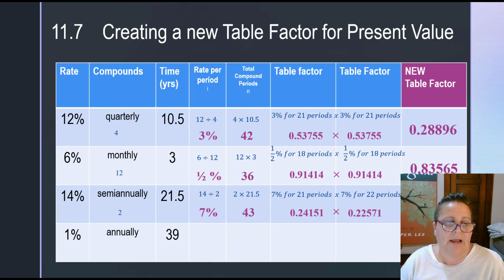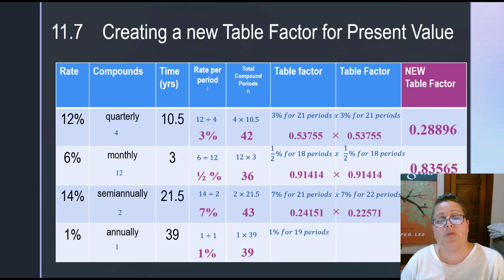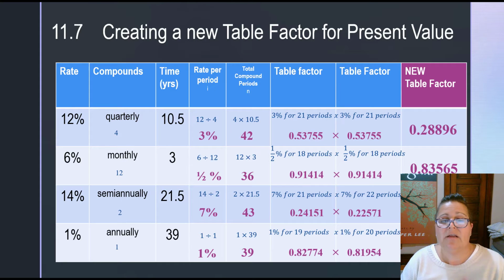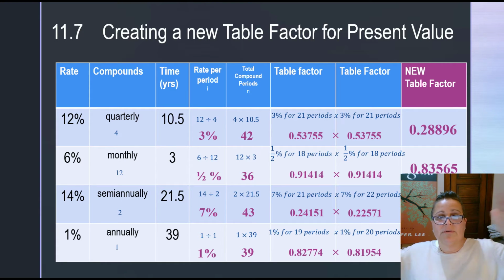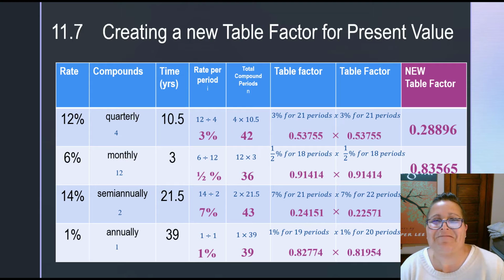All right. And then the last one is for 1% annually. So we'd have 1% for 39 periods. 39 I'm going to break into 19 and 20, and that should work out just fine. When I look those up, I get a 0.82774 and a 0.81954, which when multiplied together give me a 0.67837. And yes, I know those are behind me, but if you're looking at the original PowerPoint, you should be able to see them just fine.